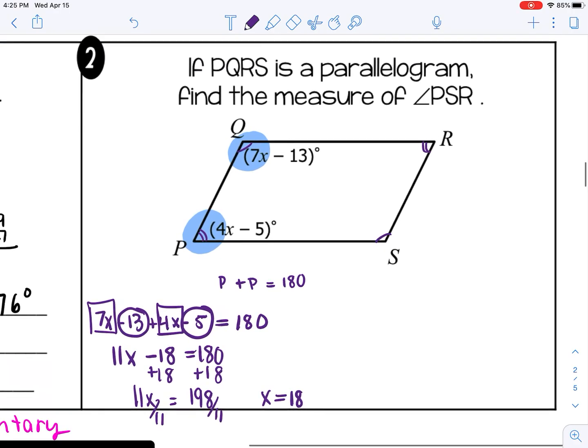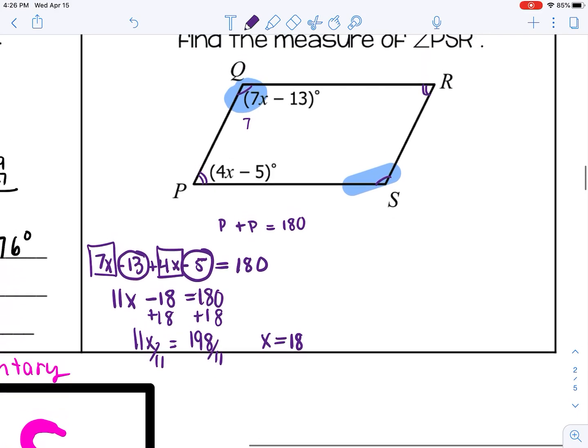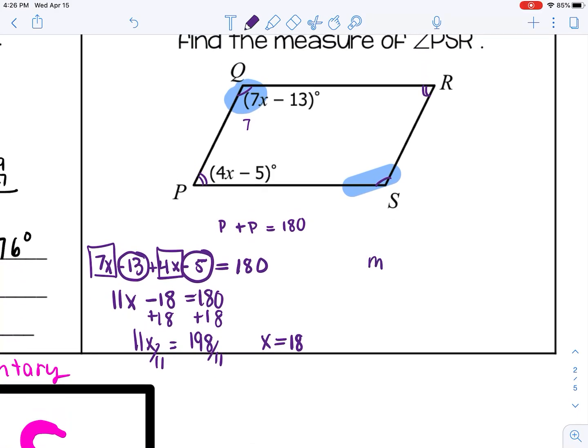Now that would be all fine and dandy if the problem asked us to find x, but it doesn't. The problem asks us to find angle PSR. And so you might think, oh, there's nothing to plug in. So where are we going to plug in our x? We're going to plug it in on this opposite angle. And so once we find the measure of angle PQR, since these angles are congruent, we'll be finding the measure of angle PSR.